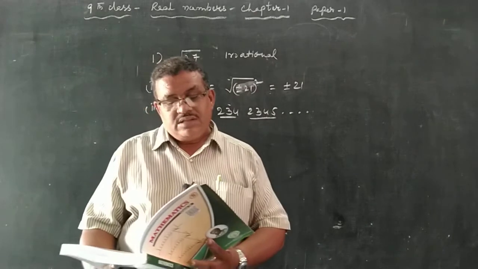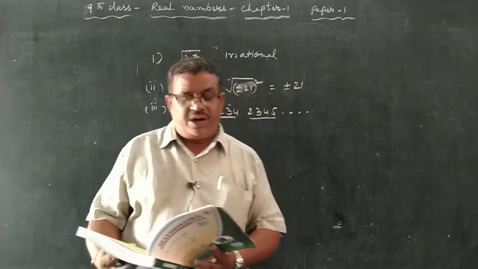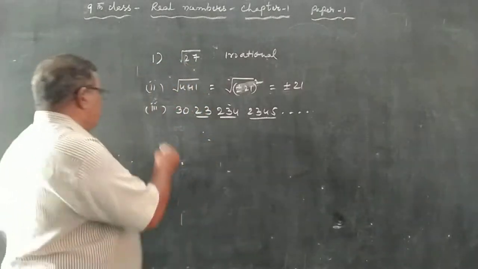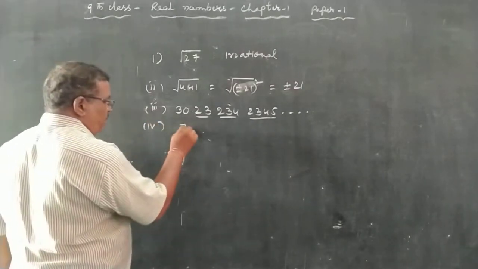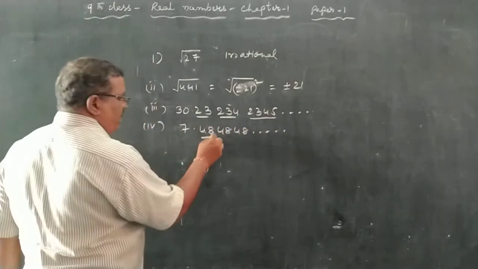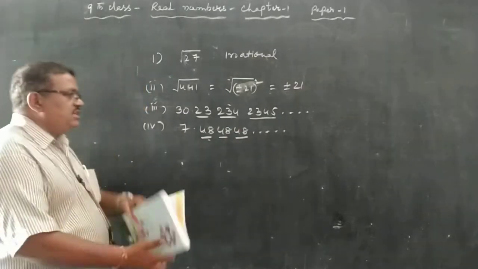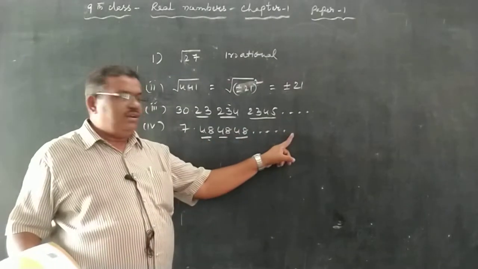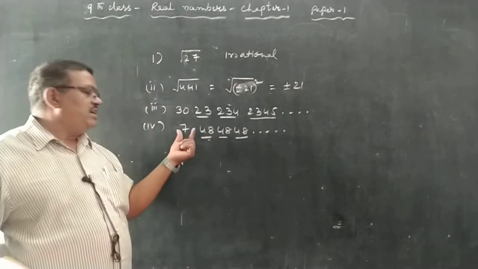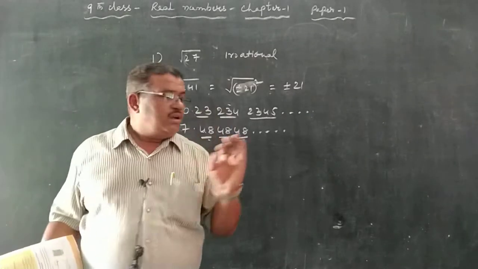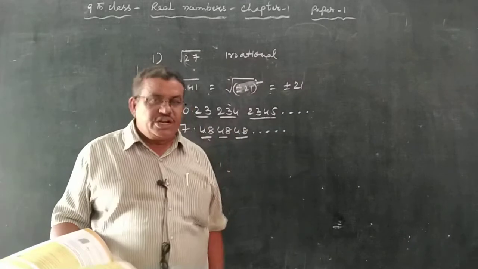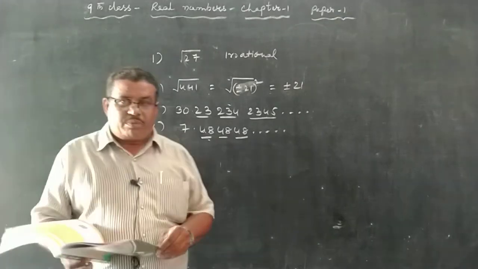Next question, the fourth problem: 7.484848, and so on. Clearly, 48 will continue like this. It is non-terminating, but 484848 is recurring. That is why it is a non-terminating recurring decimal. Every non-terminating recurring decimal can be expressed as a rational number. We already did that kind of problem in the previous exercise.